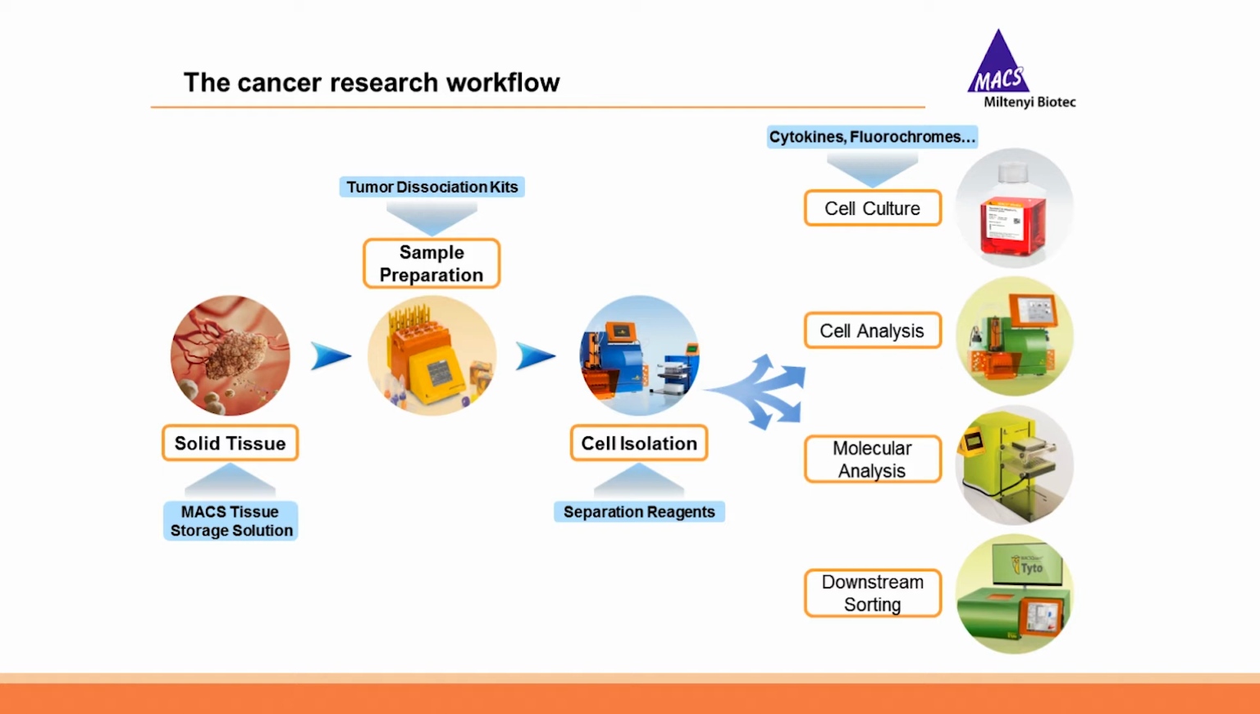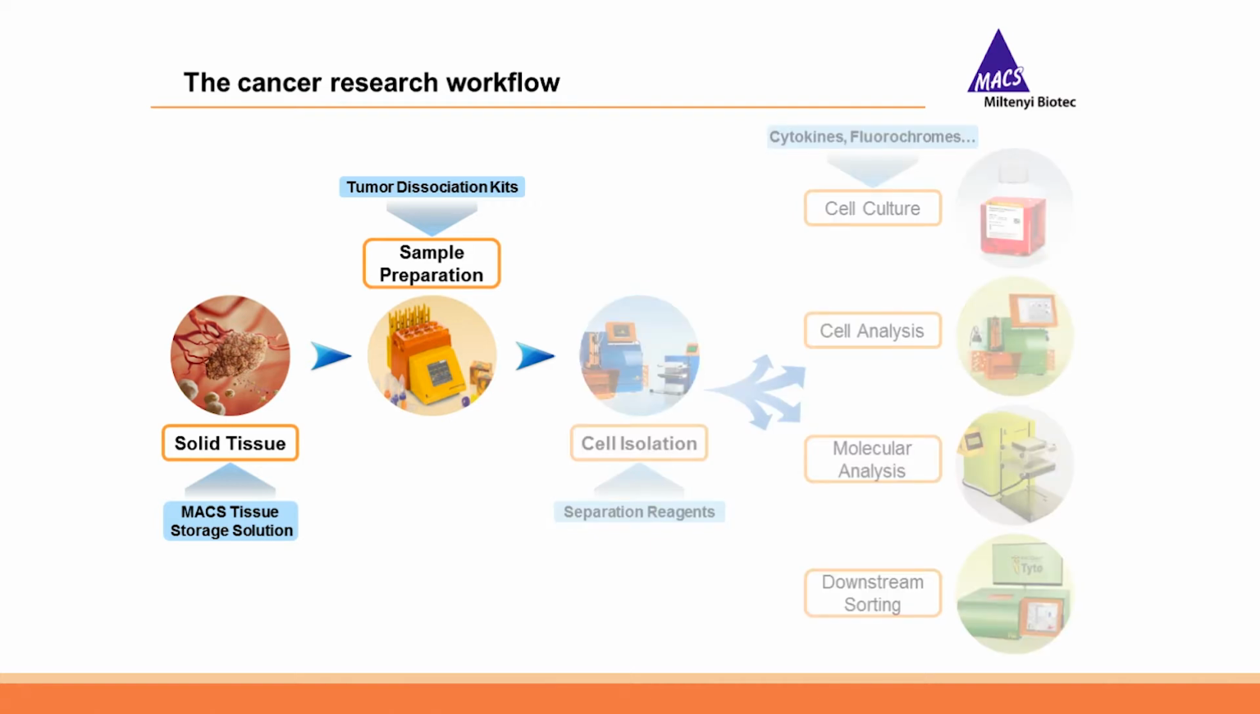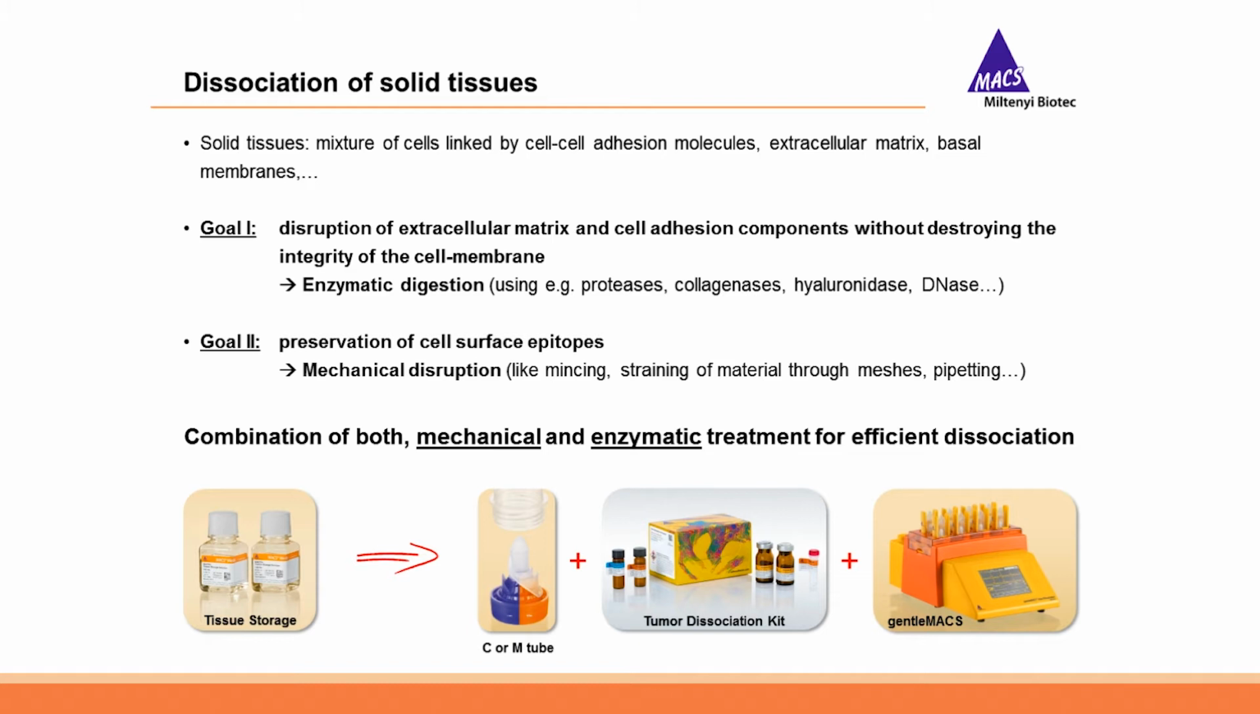Then the next step is, of course, the sample preparation, so getting a single cell suspension from your solid tumor tissue or any other kind of tissue. And for this, I will discuss mostly the tumor dissociation kits today. And then following this, when you have your viable single cell suspension, you can go on for cell isolation to really isolate the target cells that you're interested in, to then go on for any kind of further downstream analysis, molecular, culture, whatever you want to do. So let's start with the sample preparation aspect.